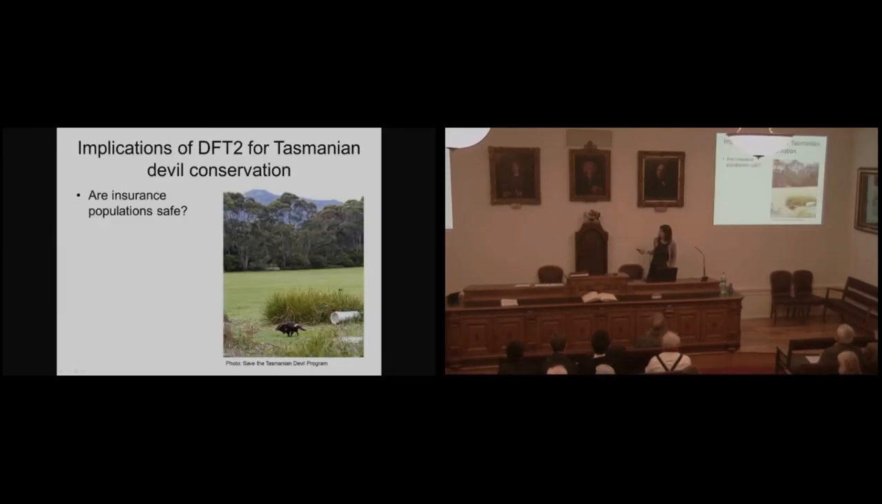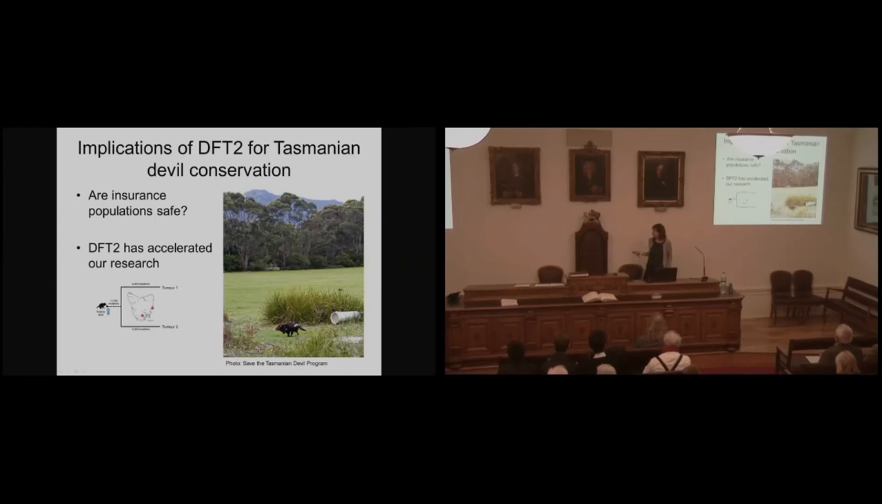But what are the implications of DFT2 for Tasmanian devil conservation? Well, of course, the big question that jumped into many people's minds is, are insurance populations safe? Because if Tasmanian devils can give rise to transmissible cancers like this, what if a transmissible cancer emerged in one of these insurance populations? Then the entire endeavor would kind of have been for nothing. And this is really an open question. How frequently would these cancers be expected to arise? And are the insurance populations actually really vulnerable to these as well?